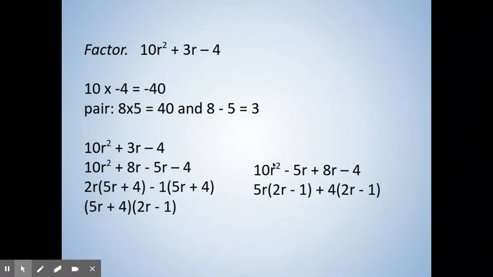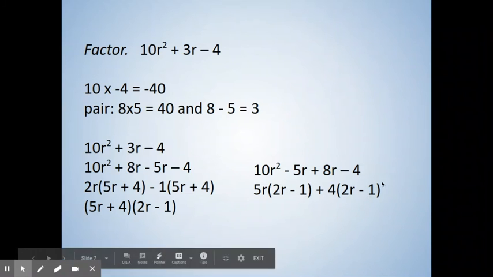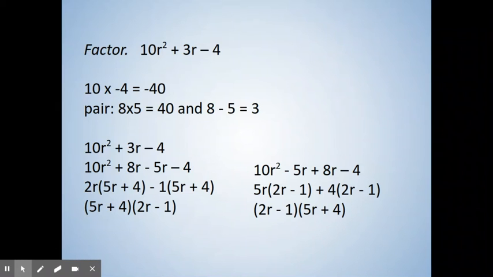But remember, it's not what it looks like in the middle steps. It's that final answer. Here, we've got 2r minus 1 in common, so that becomes our greatest common factor. And then the 5r plus 4 is left over. Now, comparing these two results, are they the same? Are they different? What do you think? They're written in a different order.